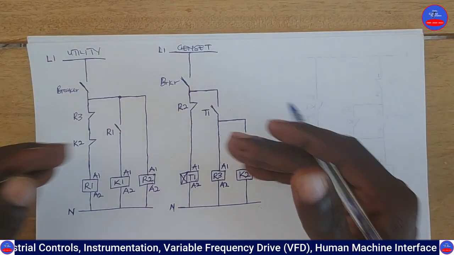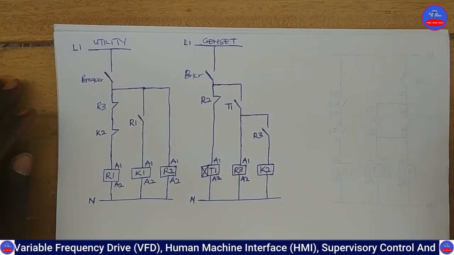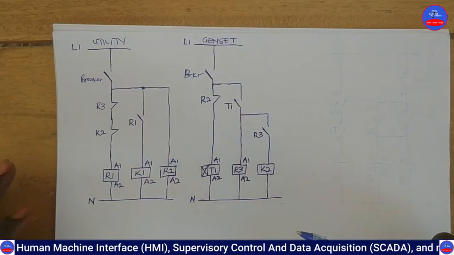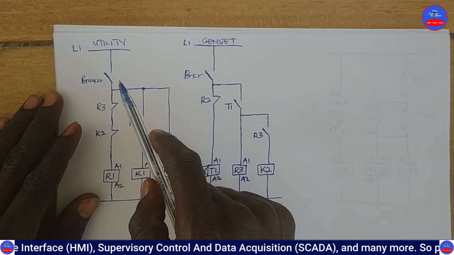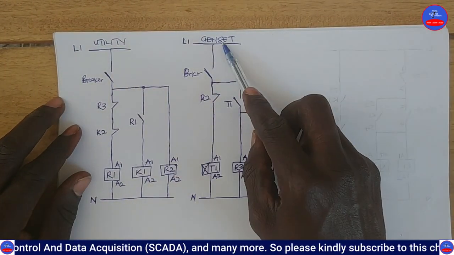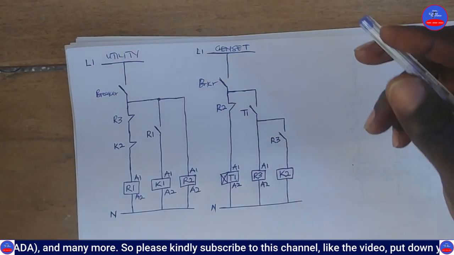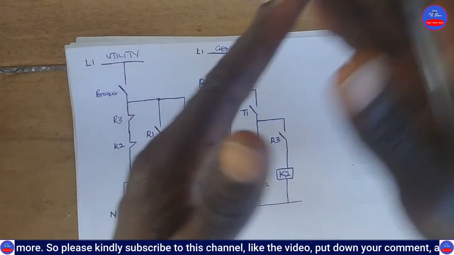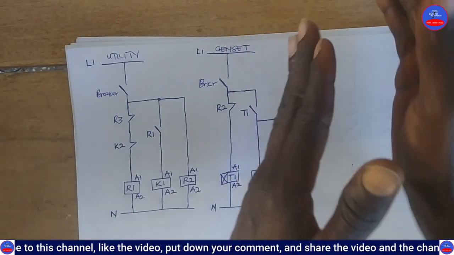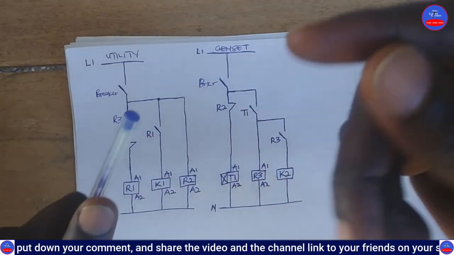So that is it. Let me explain the circuit. We didn't add the power here, so I will use this one to explain. Now let's assume that our utility power is off, and our generator power is also off. And now let's assume that we are coming to operate on the genset first. It means that we are starting our generator.